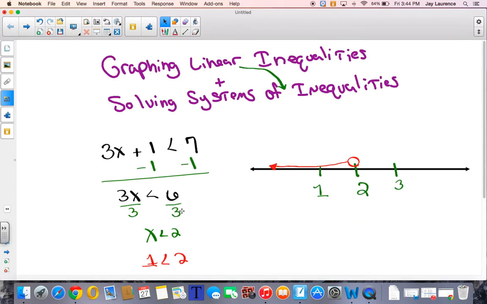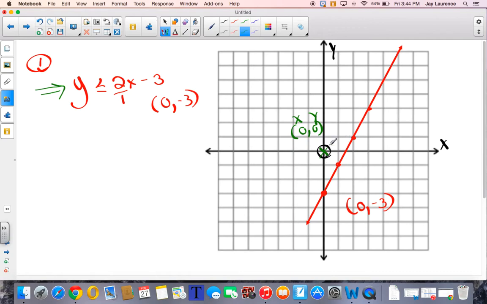For example, let's go back to this one real quick. It said x was less than 2. Is 5 less than 2? And notice 5 would be over here, and there's no shading over here. It's the same thing on this linear equation.